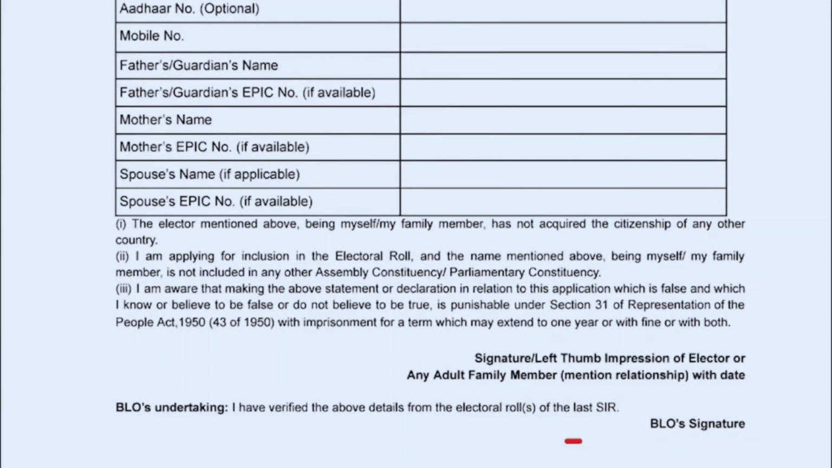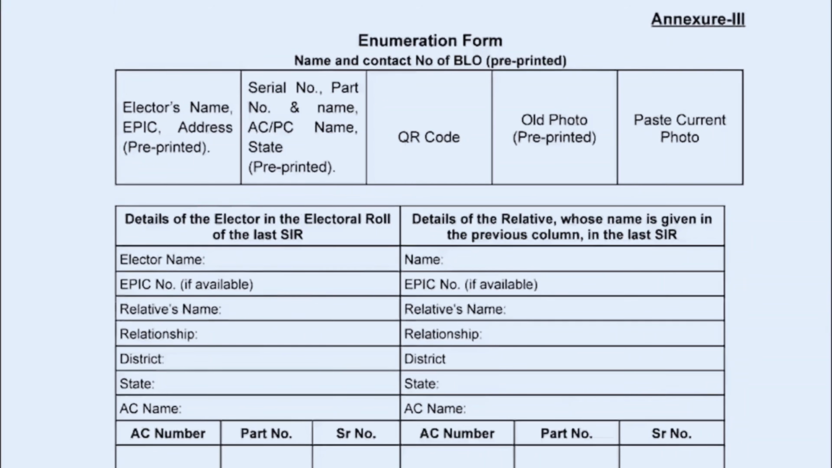After signing, hand over the form to your BLO. The BLO will then sign the form themselves. They will keep one copy for official records and return the other copy to you. Please keep this returned copy safely as it serves as your official acknowledgement. Please note, there is no need to provide any documents along with the enumeration form.